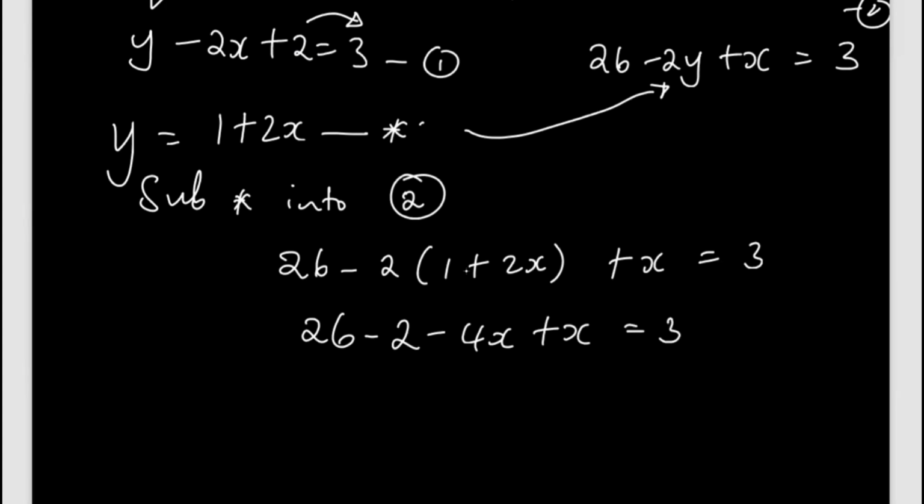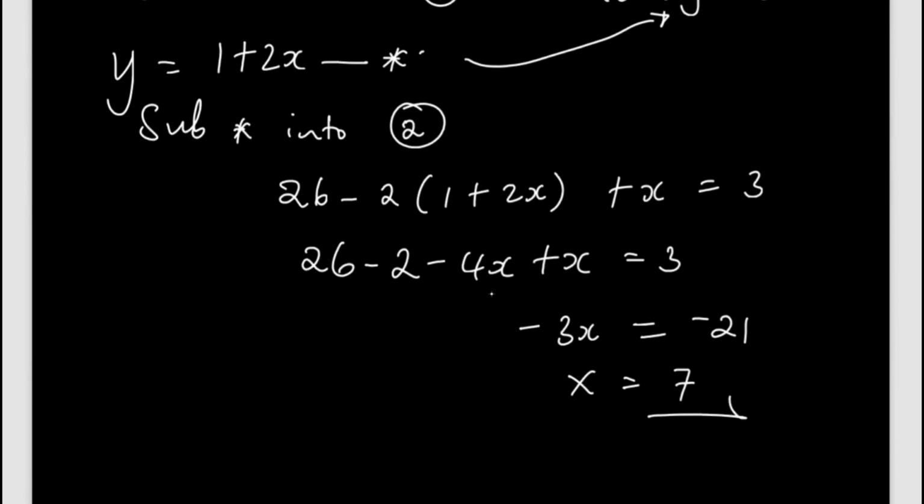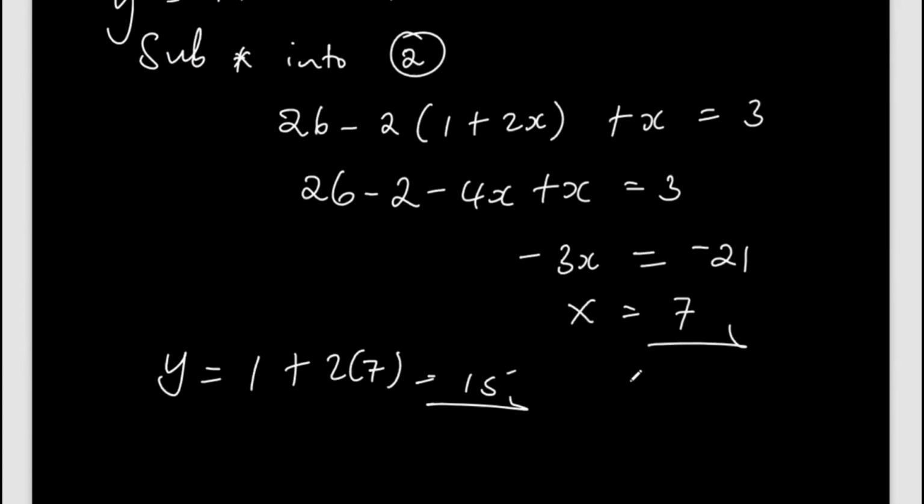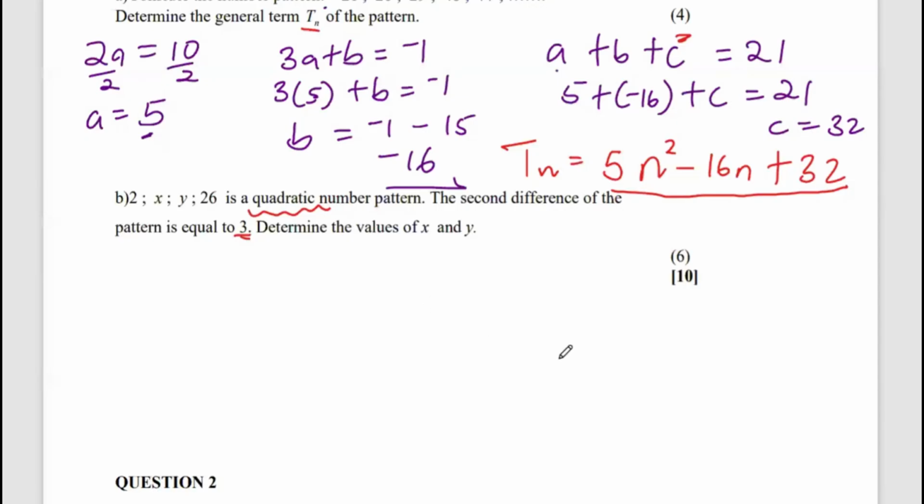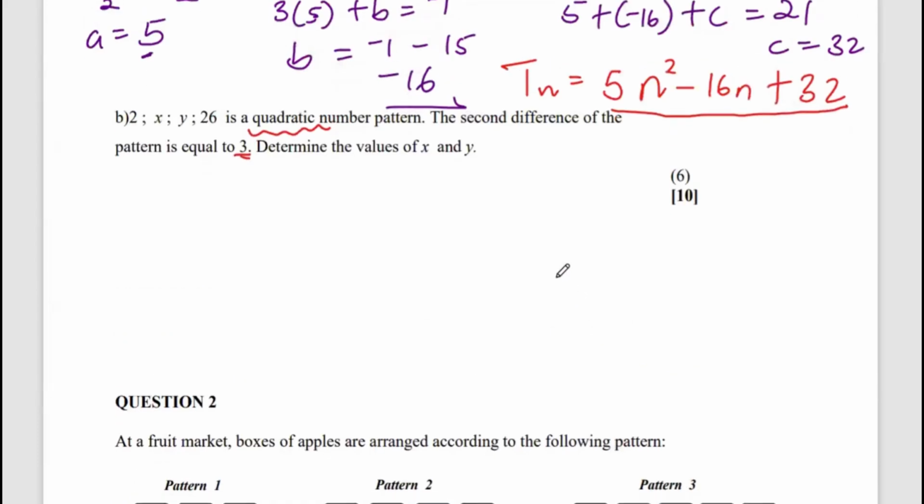Then that's going to be 26 minus 2 minus 4x plus x should give us a 3. So 26 minus 2 is 24. If we move that 24 that side, it's going to be negative 24. So 3 minus 24 is negative 21. This side we're going to have negative 3x. Divide both sides by negative 3, which means x is 7. Then substitute this into equation star, which means our y is going to be 1 plus 2 times 7, which means y is 15. All right, so that is how we would have approached that question. Yes, it's hectic now, but it's possible for a question like that to be asked.